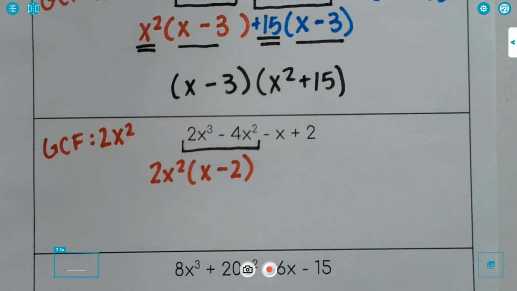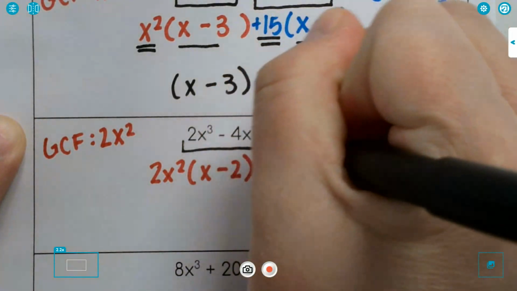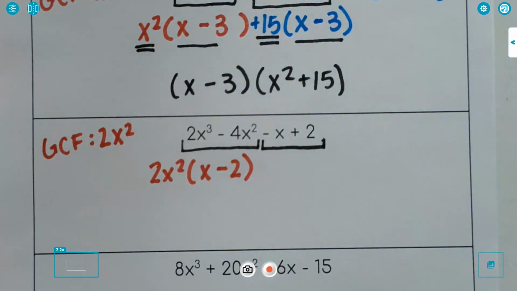Okay, then let's look at our second group. We've got negative x minus 2. Or negative x plus 2, sorry. There is no common factor between x and 2. Because the only thing I could pull out of x would be an x, and the only thing I could pull out of 2 would be a 1 or a 2. But I can. But dividing by 1 doesn't change anything for right now.